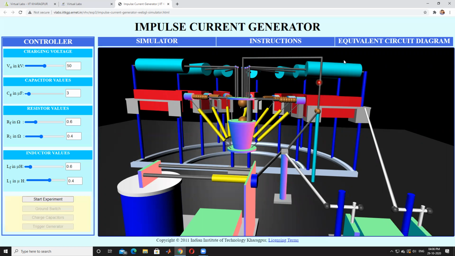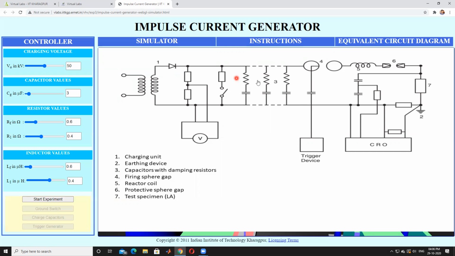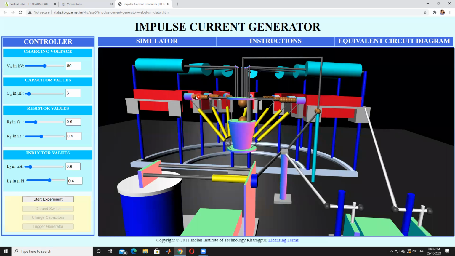All the capacitors charge in parallel, and also all the capacitors discharge in parallel through hollow copper tubes. These are called hollow conductors, hollow copper tubes. These hollow tubes are connected to the spark gaps in a parallel manner. So they are all connected in parallel, charging in parallel and discharging in parallel.